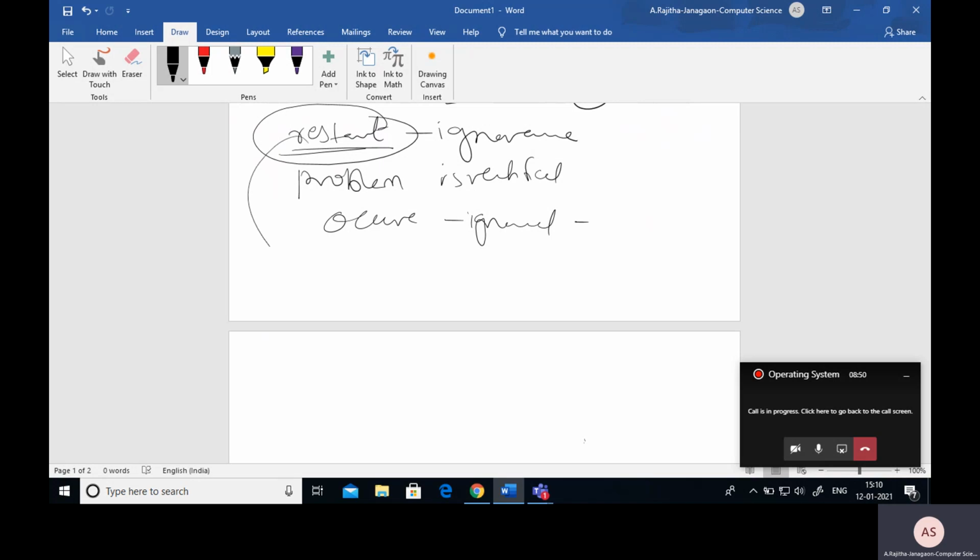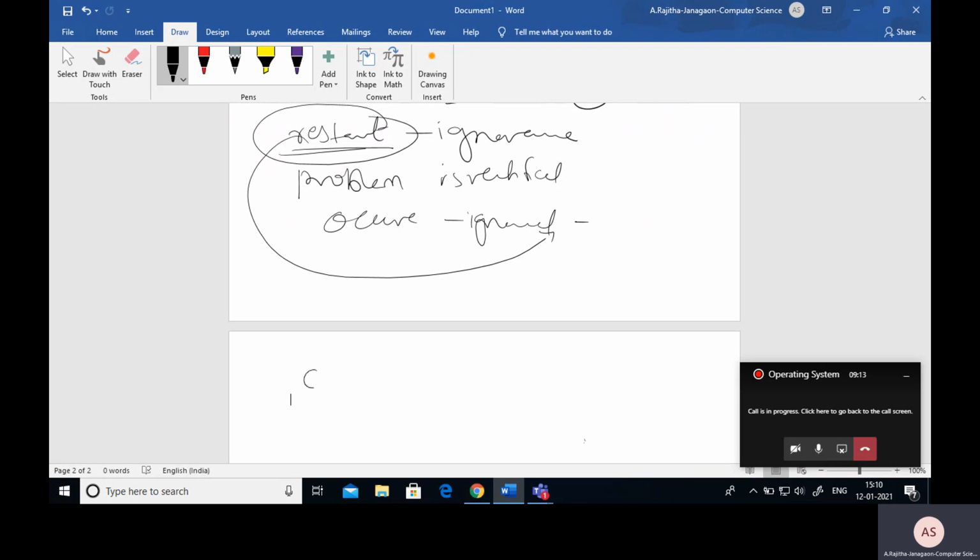This is possible by restarting the system. Suppose there is one problem: every time the system can hang, and every time we can restart the system. The CPU performance is decreasing, so here this problem is rectified.